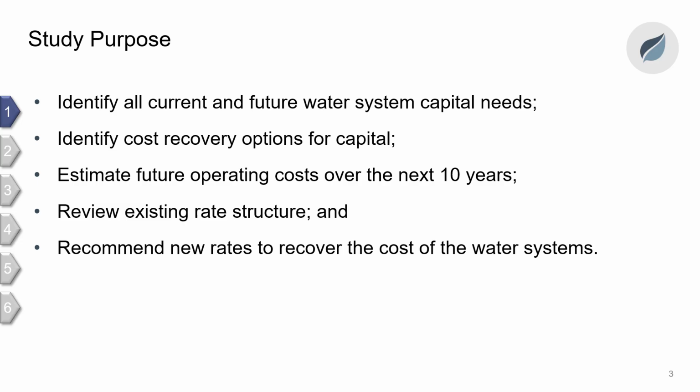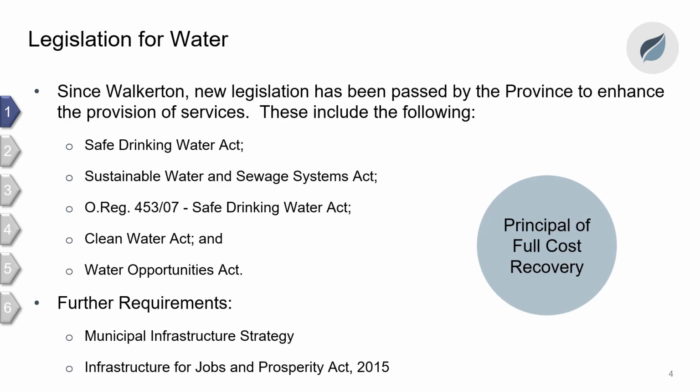We also take a look at the future operating costs over the next 10 years. And so we will take a look at the existing operating costs and how they're going to change over the forecast. And then we also reviewed the existing rate structure. At the end, we put all the information together and we provide a forecast of new rates for the water and the wastewater systems.